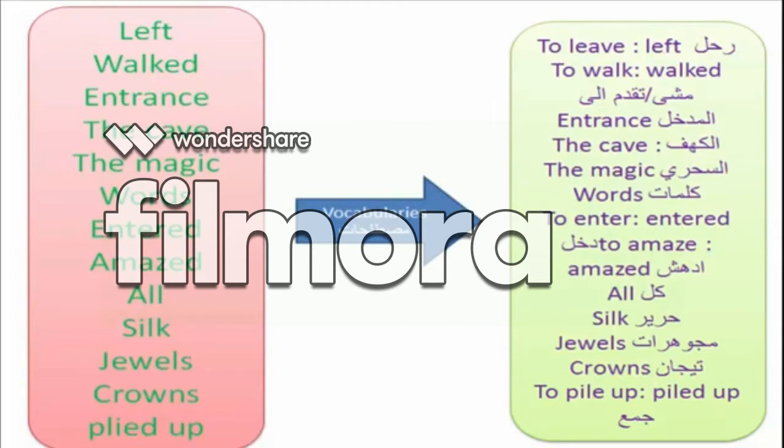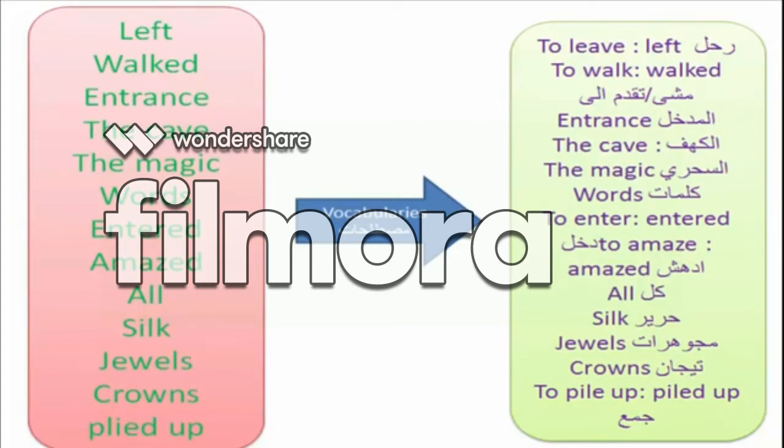The word all means كل. All people, كل الناس. All. Silk الحرير. Jewels مجوهرات. Crowns تيجان. To pile up جمع. It's in the past because piled. We add d because pile has already the letter e. Piled up, this is phrasal verb جمع.